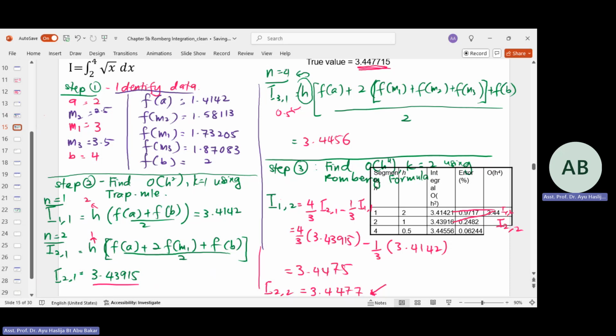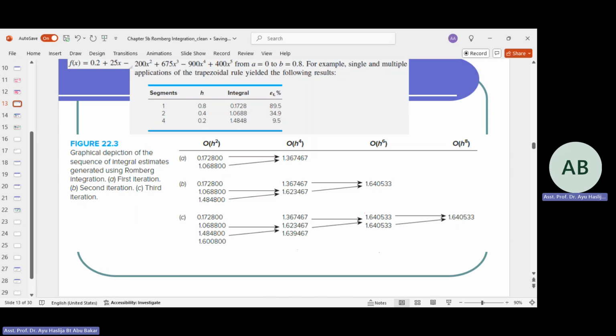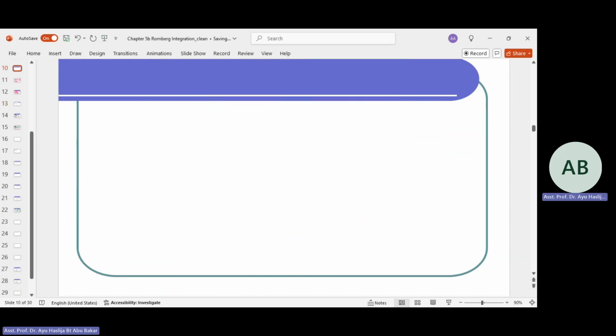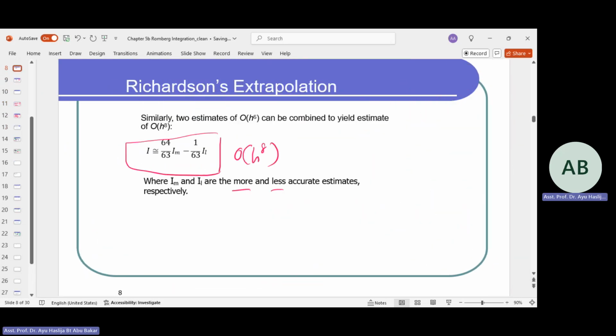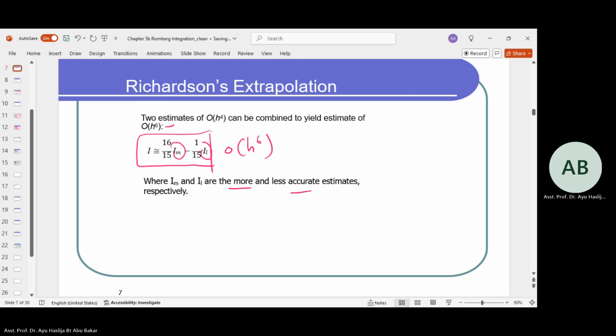If you want to proceed to level 3, O(H⁶), you need to use this equation, 16/15 minus 1/15. Okay, this is the O(H⁶) level.